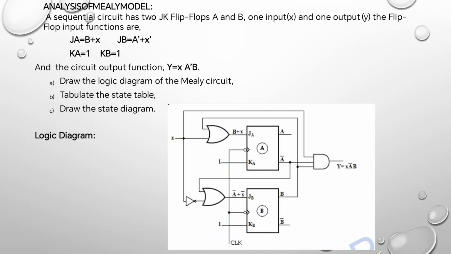Analysis of Mealy model. A sequential circuit has two JK flip-flops A and B, one input and one output. The flip-flop input functions are JA equals B plus X, JB equals A' plus X', KA equals 1, KB equals 1, and the circuit output function Y is equal to X A' B. This is the logic diagram.